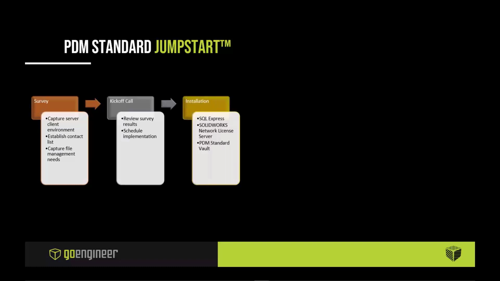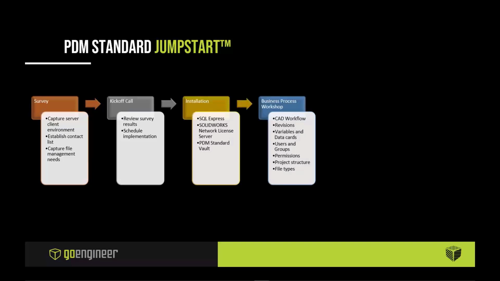We'll do the installation. So our Jumpstart includes installing SQL Express, the Network License Manager. Every PDM license actually floats. And then your Vault. Then we're going to go through a business process workshop. This is where we're going to review what your workflow needs to look like, what rules we need in that workflow, what are we going to automate in that workflow, permissions and everything else.